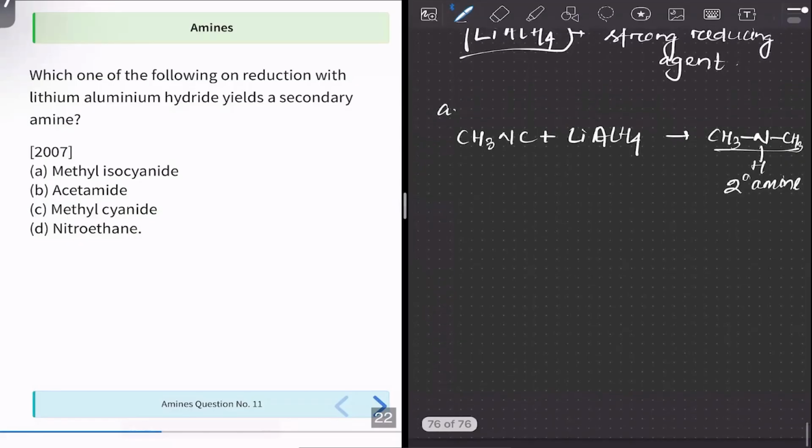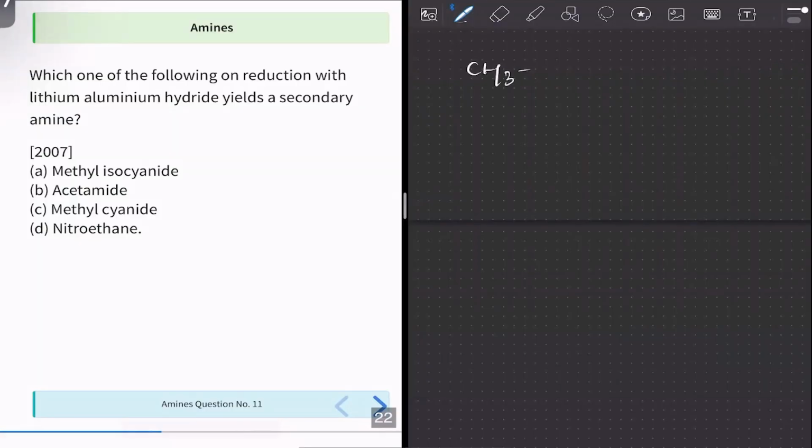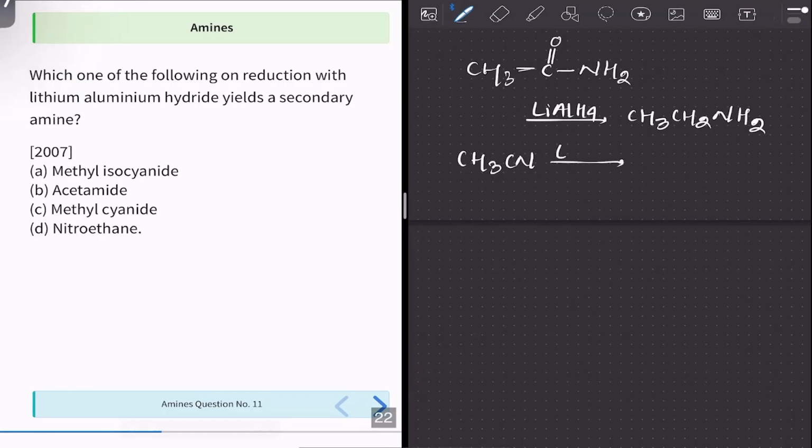But let's see the other options also. Acetamide, CH3CONH2. This, on reaction with LiAlH4, will produce CH3CH2NH2. That is a primary amine. Methyl cyanide, CH3CN. It will react with LiAlH4 on reduction. It will produce CH3CH2NH2. This is also a primary amine.